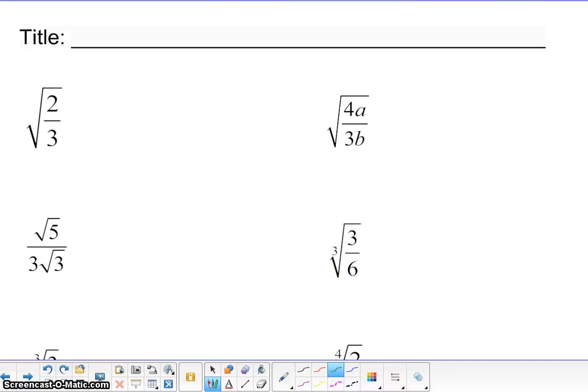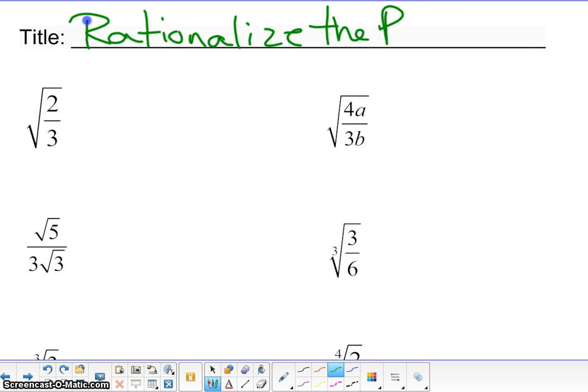Okay, so the title of the next one is How do we rationalize the denominator? This is going to be helpful for our future lessons. We need to have absolutely no radical in the denominator. And you can see that each one of these has a radical there. So we're rationalizing the denominator.